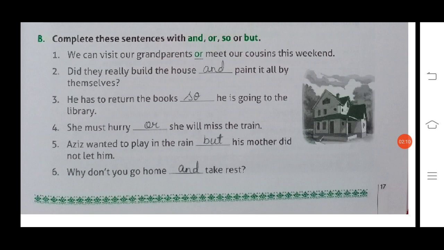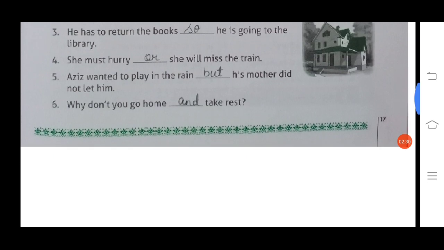Number 2, did they really build the house and paint it all by themselves? Means both the things together they have to do, so we will use and. Number 3, he has to return the books, so he is going to the library. Number 4, she must hurry or she will miss the train. Number 5, Aziz wanted to play in the rain but his mother did not let him. Number 6, why don't you go home and take rest?